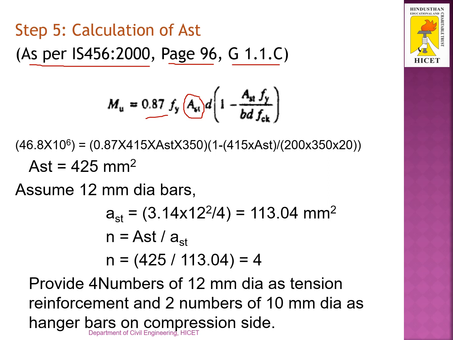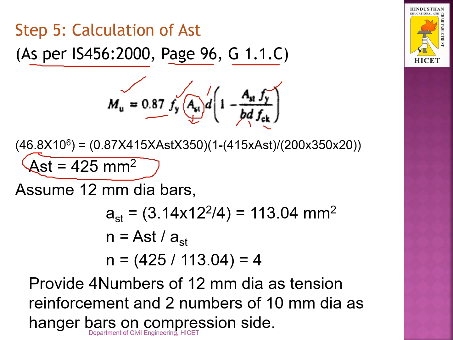Here in this formula, Mu is equal to ultimate moment based on our loading calculation. Fy is equal to yield tensile stress of steel, AST is equal to area of tension steel reinforcement, and small d is equal to effective depth. B is equal to breadth of the beam, D is equal to effective depth, FCK is equal to characteristic compressive strength of our concrete. We already have all these values except AST. By substituting all these values, we get the value of AST is equal to 425 mm square.